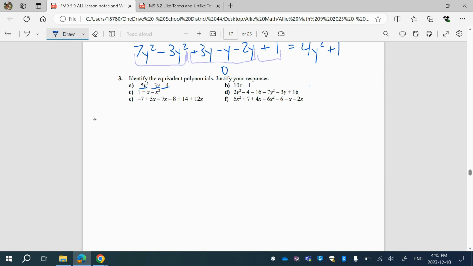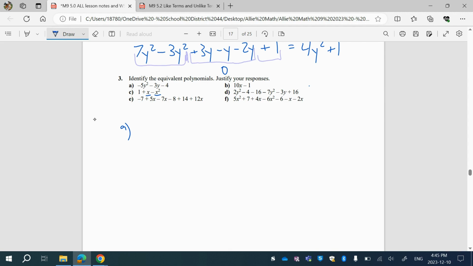Similar to B, we have a 10x and we have a negative 1. No like terms for us to combine. C, we have a 1, we have an x, we have an x squared. So again, neither A, B, nor C have like terms for us to combine. So I'm actually going to draw these out.